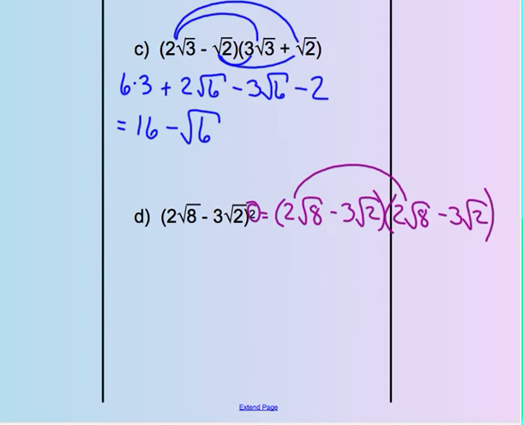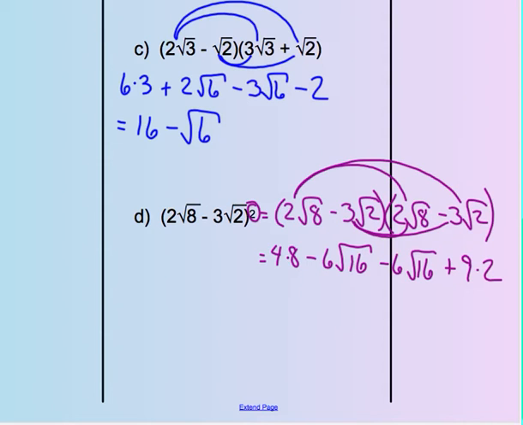2 square root of 8 times itself gives us 4 times 8. 2 square root of 8 times negative 3 square root of 2 gives us negative 6 square root of 16. Distributing our negative 3 square root of 2, we get negative 6 square root of 16. Distributing it one more time, we get a positive 9 times 2.